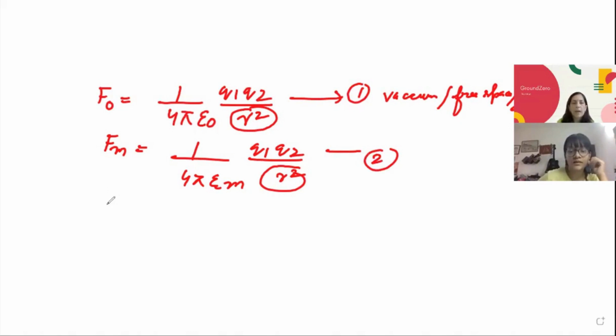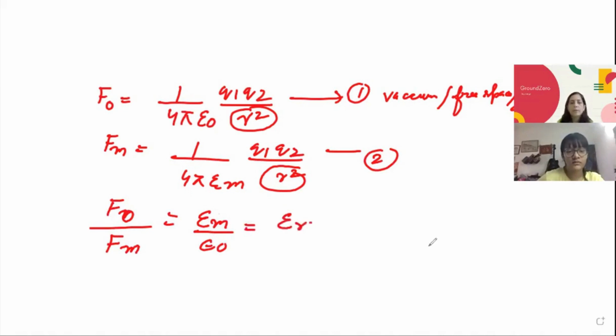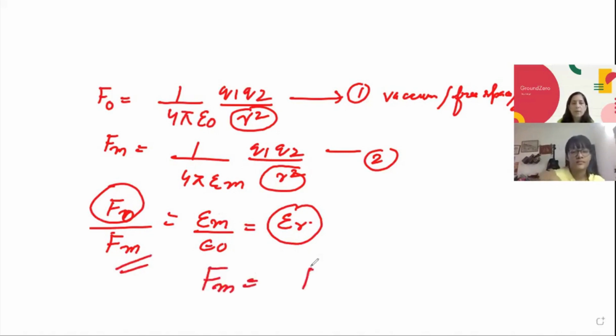Now I ask you to find the ratio of F naught upon Fm. So what you will get is epsilon m upon epsilon naught, that is equal to the relative permittivity. So if you know the relative permittivity and the force F naught, then you can calculate Fm also. Fm is equal to F naught upon epsilon r. So this is also an important relation.